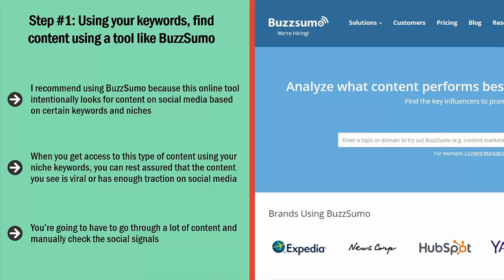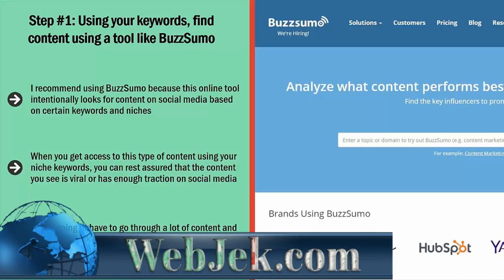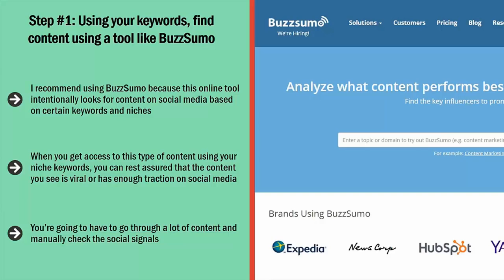When you get access to this type of content using your niche keywords, you can rest assured that the content you see is viral or has enough traction on social media. You don't have to use BuzzSumo. There are other similar tools out there. Regardless, you need to use that kind of tool.